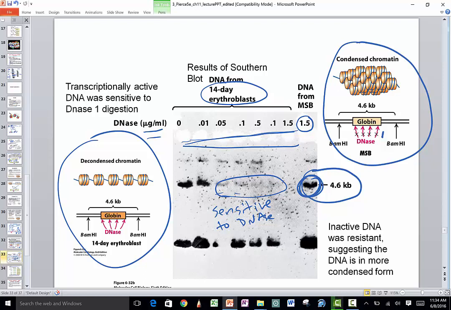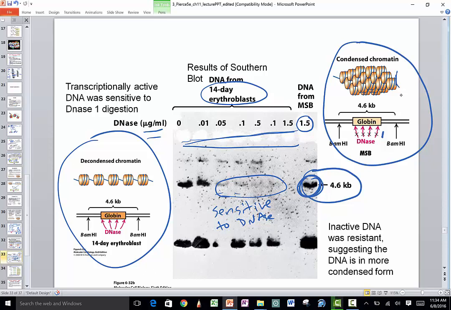I mean, the DNA is present in both cells, but when you isolate the DNA and chop it up with DNase, this DNA doesn't get chopped up. And it doesn't get chopped up because it's condensed. So the whole point of this is that you can use DNase to tell you the state of chromatin in a particular gene in a particular cell type.